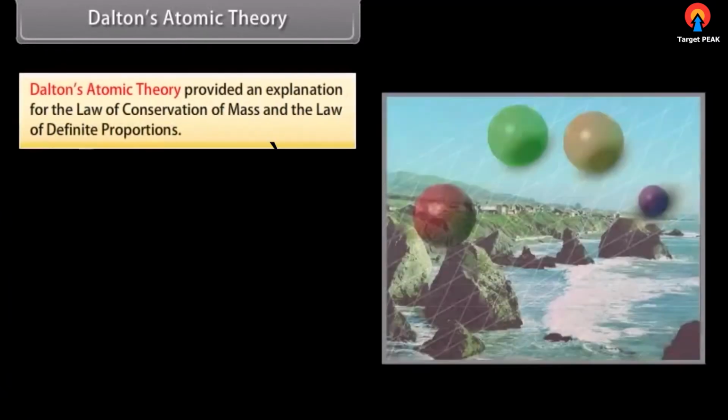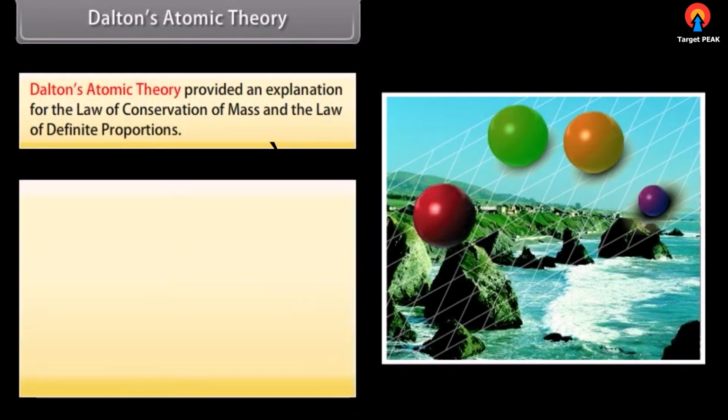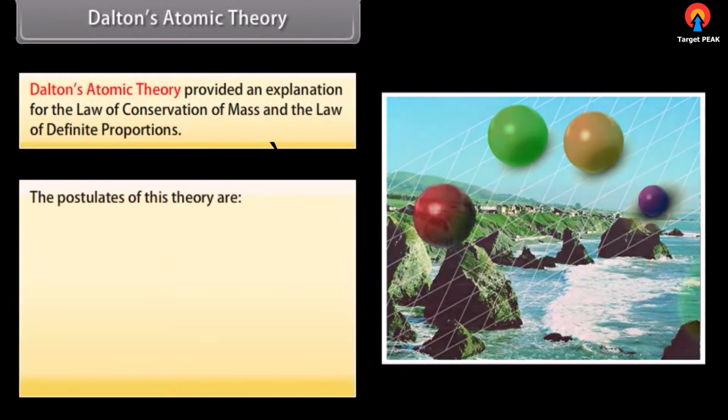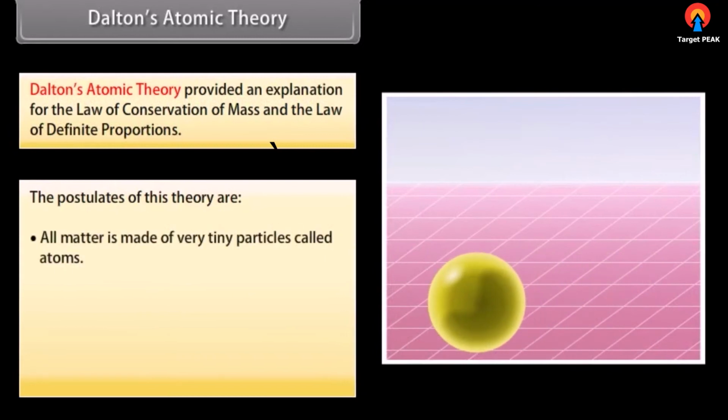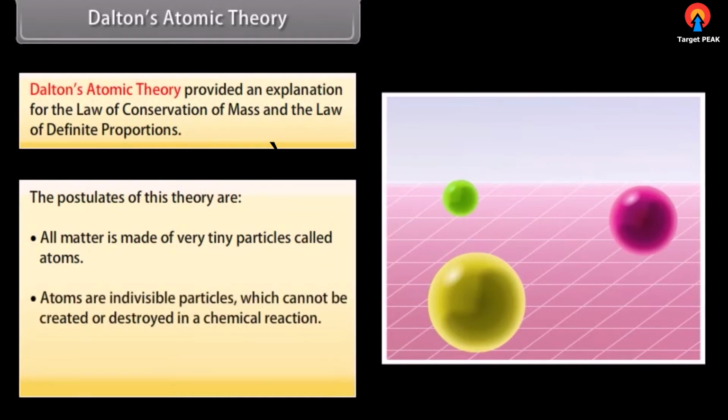Dalton's atomic theory. Dalton's atomic theory provided an explanation for the law of conservation of mass and the law of definite proportions. The postulates of this theory are: 1. All matter is made of very tiny particles called atoms. 2. Atoms are indivisible particles which cannot be created or destroyed in a chemical reaction.